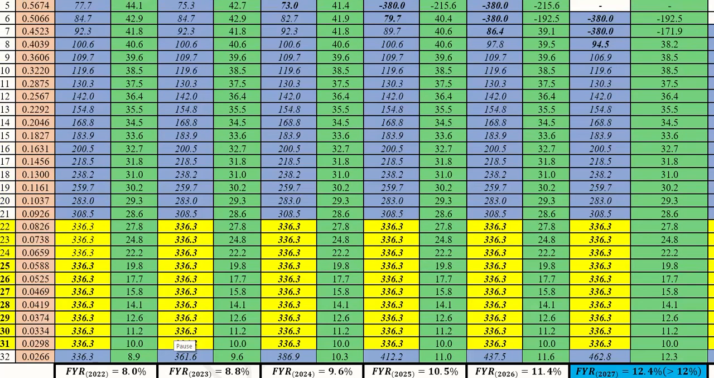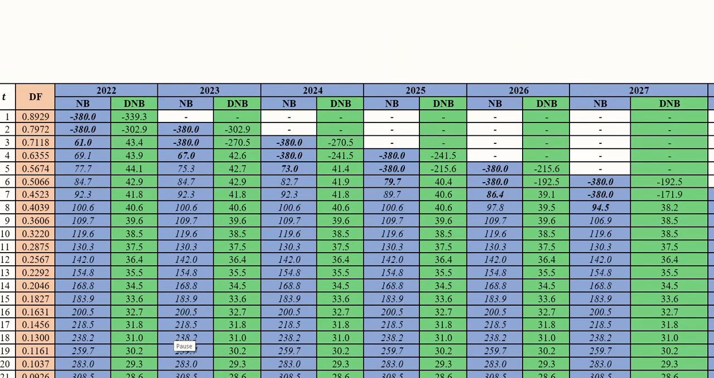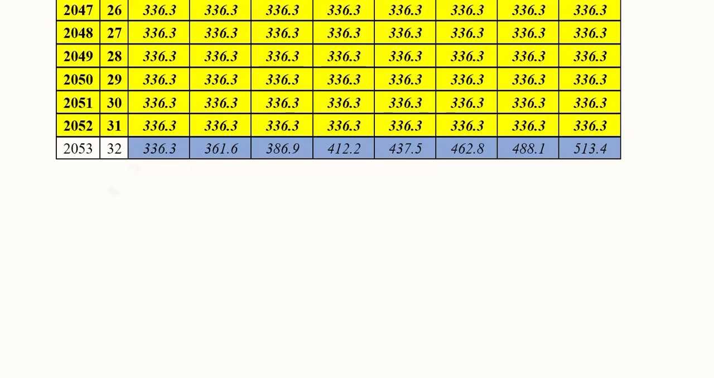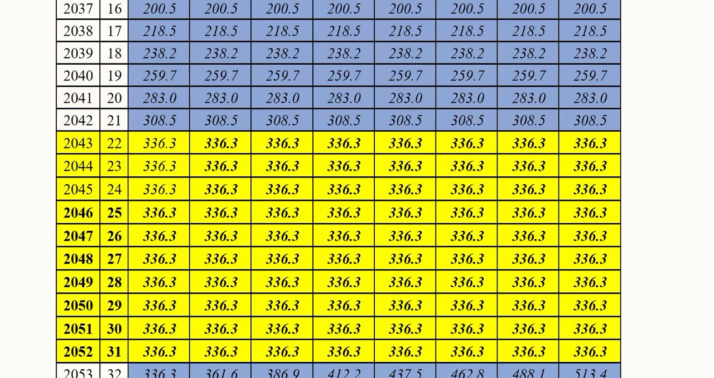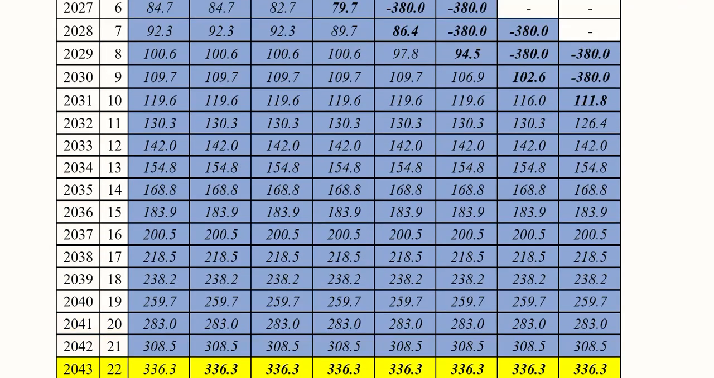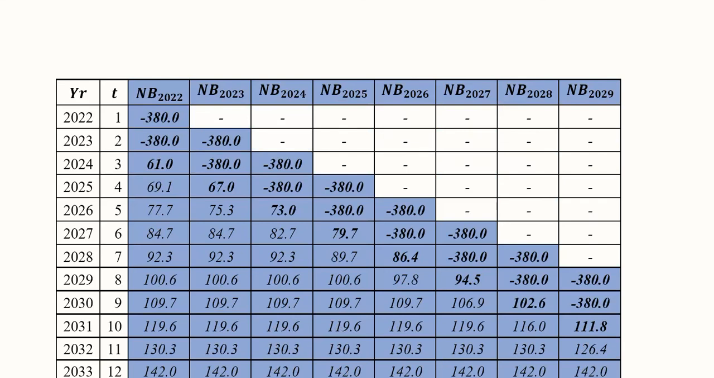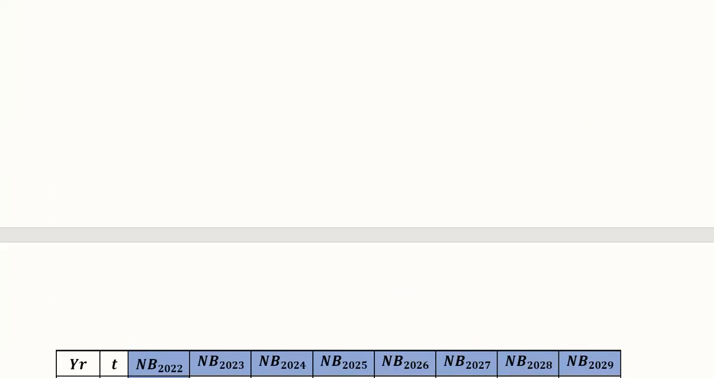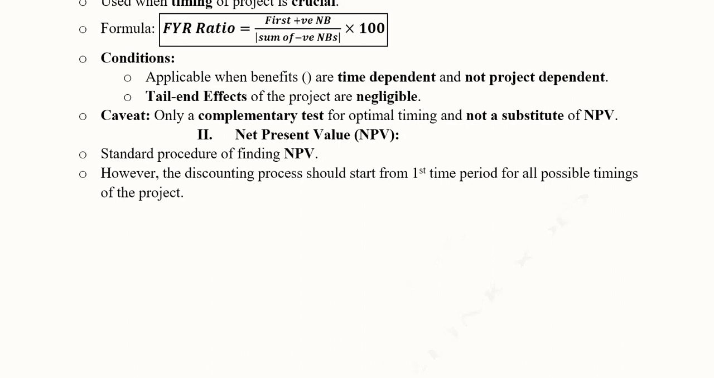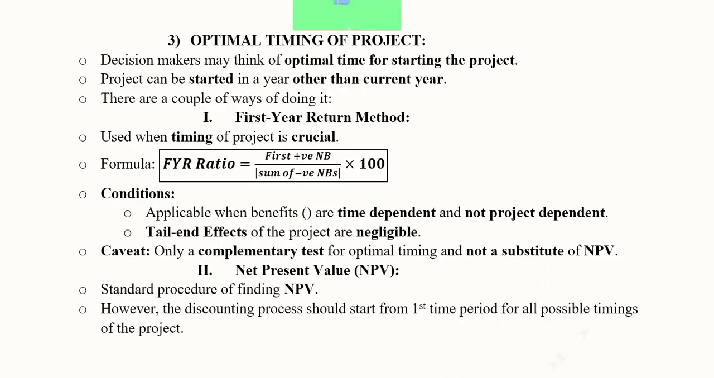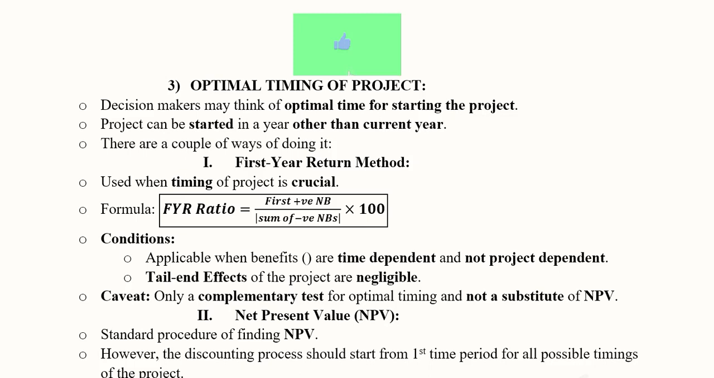This calculation table is quite large, and this is the table in which we enter the various options of time, that is the delay in the project. And this was the explanation of this method. Either by NPV or FYR we can find out the optimal timing for beginning a certain project.